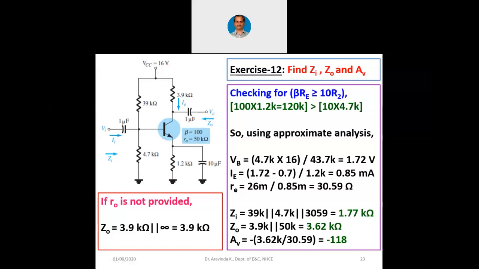That is Z0. Zi will never change here. If R0 is not given, we have no use of R0 with Zi. What about AV? AV is directly 3.9K divided by 30.59, which is around 128. So, AV slightly increases if R0 is not provided. I hope you have understood this. Let me proceed with the next slide now.